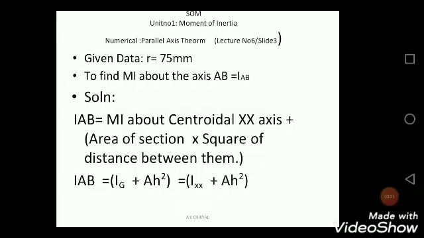Solution: IAB, by using the parallel axis theorem, is equal to the moment of inertia about the centroidal XX axis plus, in bracket, area of section into square of distance between them. Mathematically, it is expressed as IAB is equal to, in bracket, IG plus A H square. Now IG is nothing but the moment of inertia about an axis passing through the centroid. So here in this diagram, we will consider the moment of inertia about axis XX, which is passing through the centroid G. So we get IXX plus A H square.